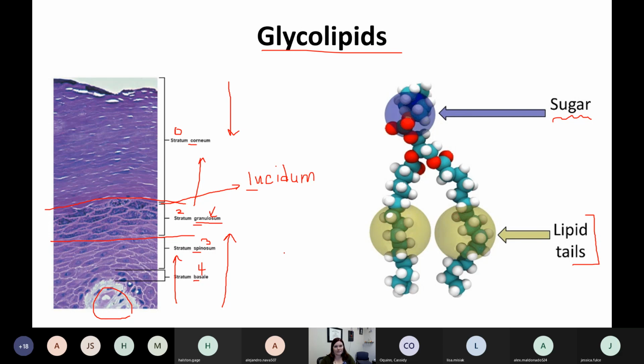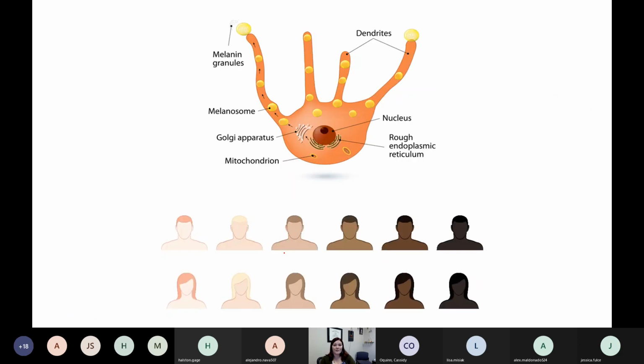So, keratin makes our cells strong, connects them to each other tightly. Tight junctions squeeze the membranes together so no water can get through. Glycolipids cover the cells, again, to make sure that no water can get through. There's one other molecule that we have in the epidermis of the skin that helps to protect us. That last molecule is melanin, the protein called melanin.